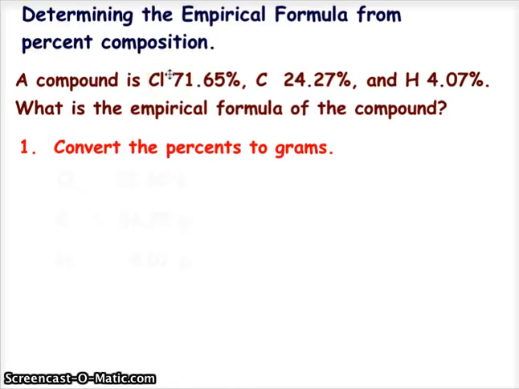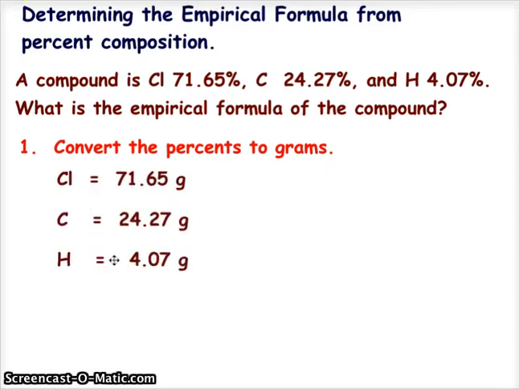So let's look at the process of how we determine the empirical formula, and we're going to do this from the basis of having the percent composition of the molecule. So in this molecule we have 71.65% chlorine, 24.27% carbon, and 4.07% hydrogen. Well, the first thing we're going to do is convert the percents to grams.